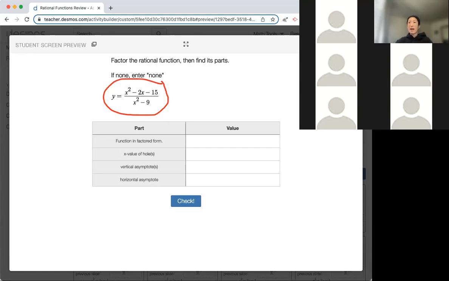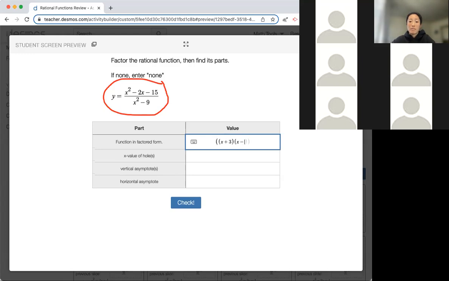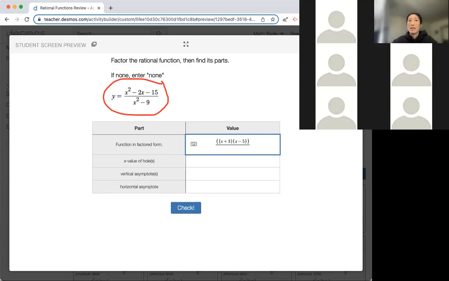If you could type that into chat, you can just use parentheses, the letter X for the X's, and plus and minus and whatever your numbers are. All right, I see a bunch of ones that are X minus 5 times X plus 3. That is great. The first line in this chart says function in factored form. When I click on this box, I'm able to type in my function. So I'm going to do X plus 3 times X minus 5. Now, how do I make Desmos make a denominator here? Yeah, we're just going to say divide. As soon as we hit divide, it makes it into a fraction for us.